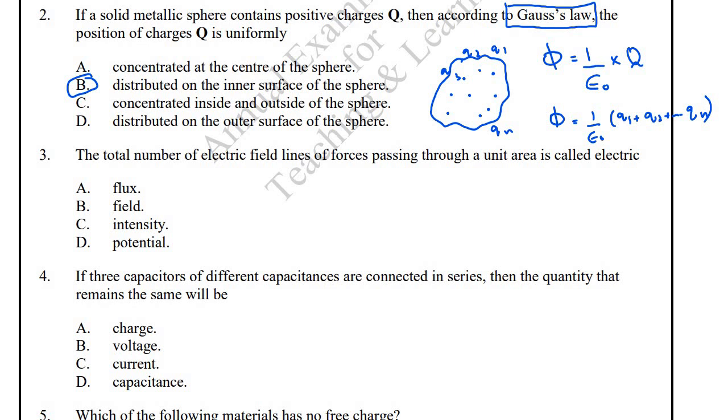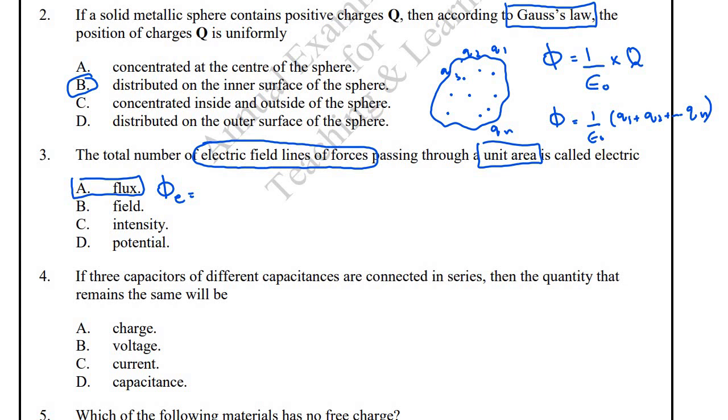Now let's come to our question number 3. The total number of electric field lines passing through a unit area. So this is the simple definition of electric flux, that electric lines of forces passing through a unit area. This is known as electric flux, that is represented by phi E. Now let's see question number 4.